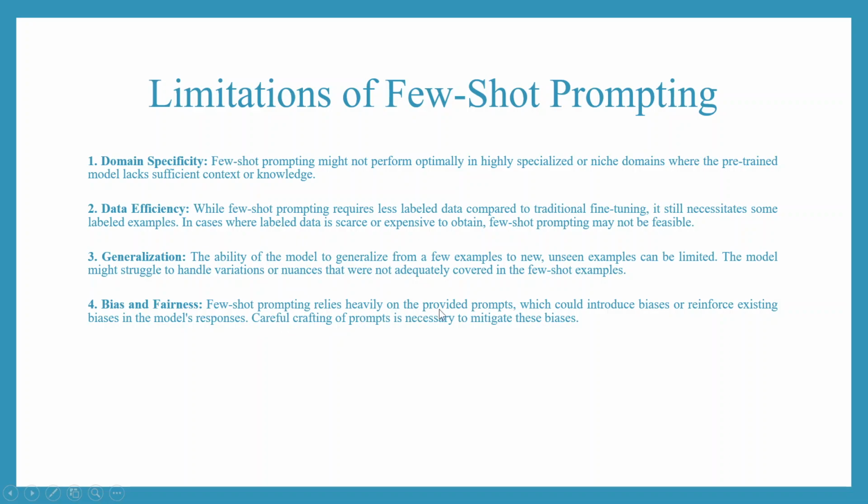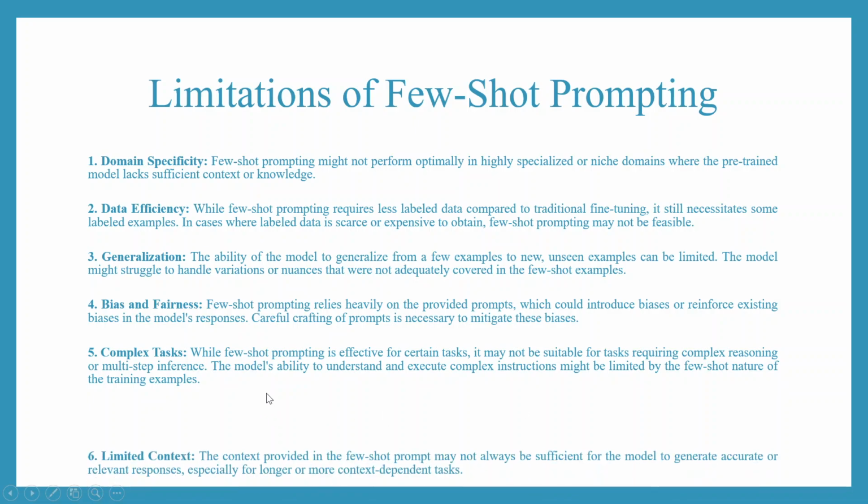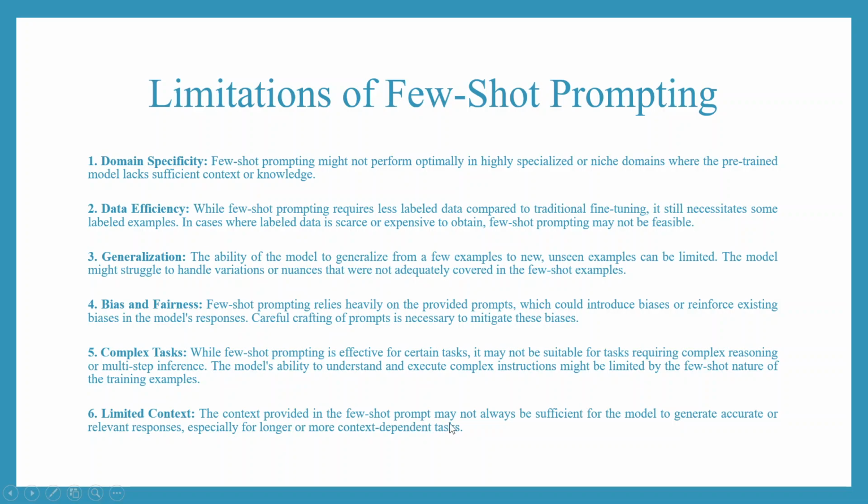Few-shot prompting relies heavily on the provided prompts, which could introduce biases or reinforce existing biases in the model's response. Careful crafting of prompt is necessary to mitigate these biases. While few-shot prompting is effective for certain tasks, it may not be suitable for tasks requiring complex reasoning or multi-step inferences. The model's ability to understand and execute complex instructions might be limited by the few-shot nature of the training examples. The context provided in the few-shot prompting may not always be sufficient for the model to generate accurate or relevant responses, especially for longer or more context-dependent tasks.